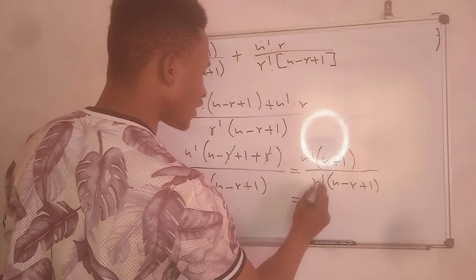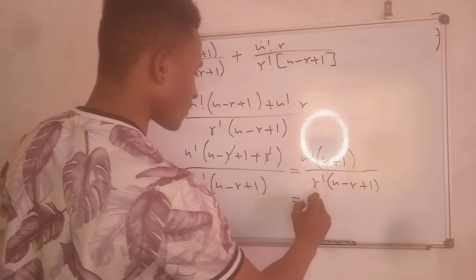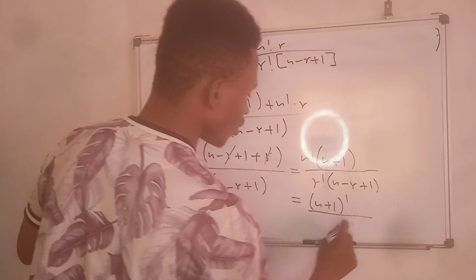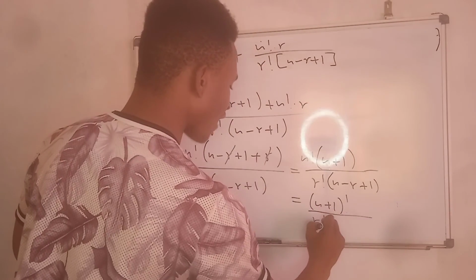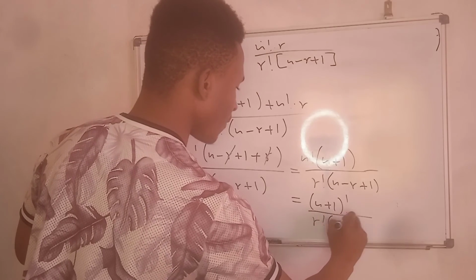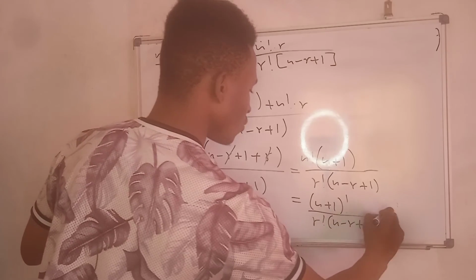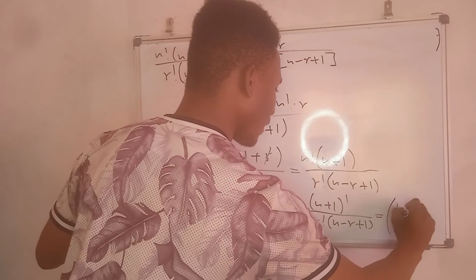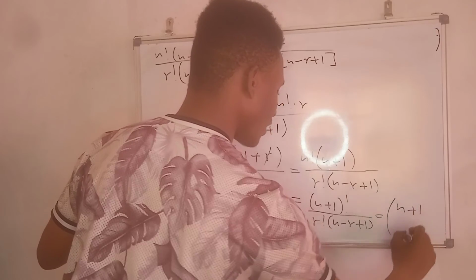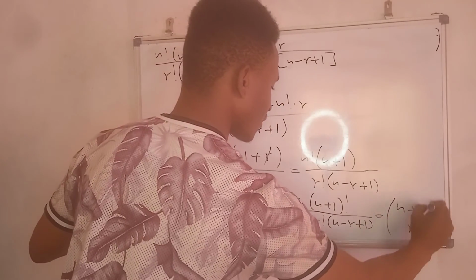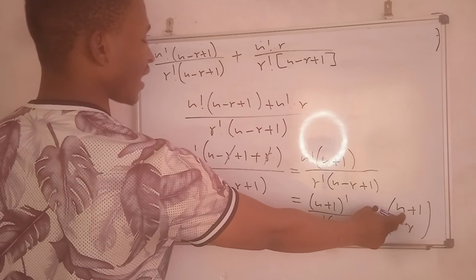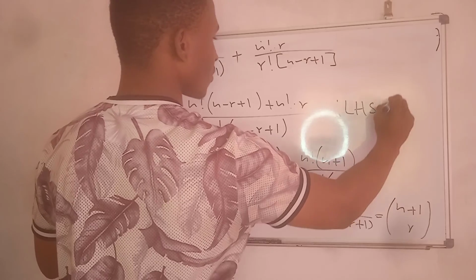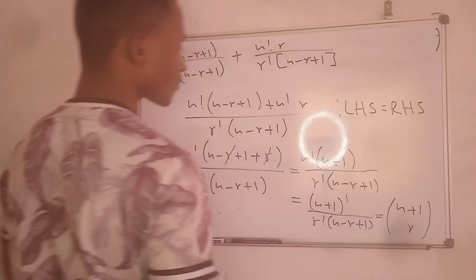This thing can be written as n plus 1 factorial all over r factorial times n minus r plus 1 factorial, which is the same as the combination of n plus 1, r. And right now we have proven that LHS is equal to RHS.